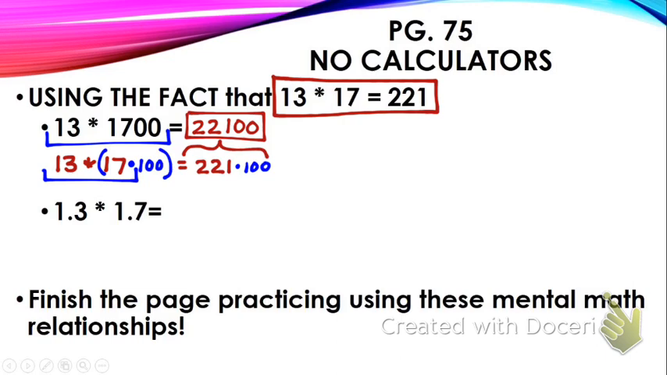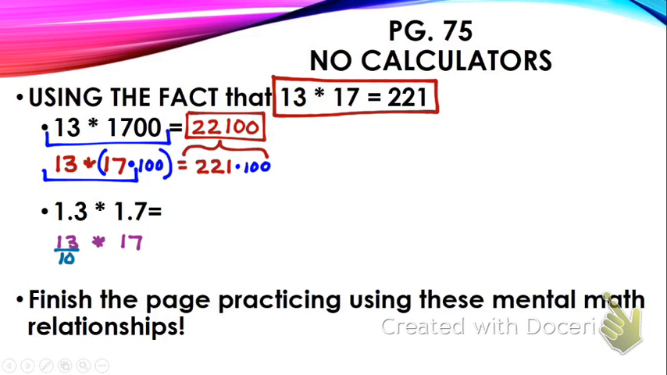All right. Same idea for the one down below. Because 1.3 and 1.7, visually that looks a lot like 13 and 17, right? Okay, so if I have 13 times 17, what would I need to do to the 13 to make it look like 1.3? Divide it by 10.